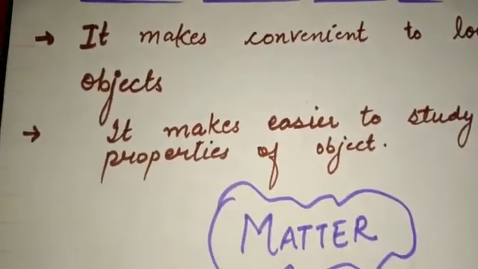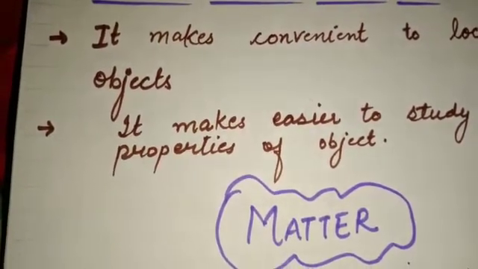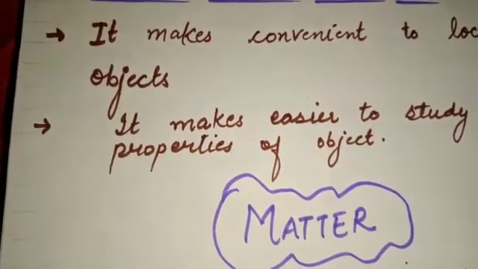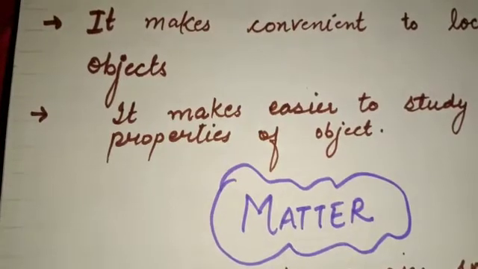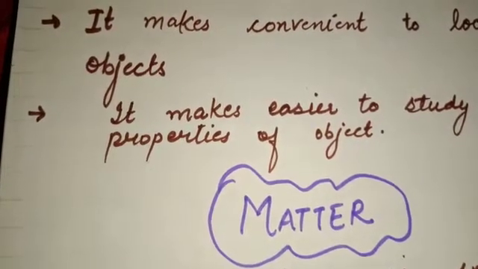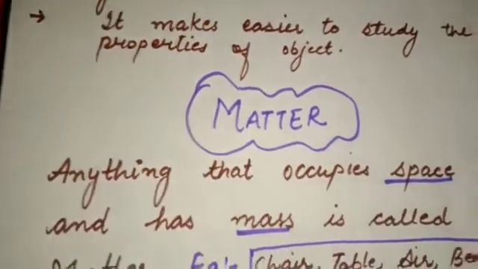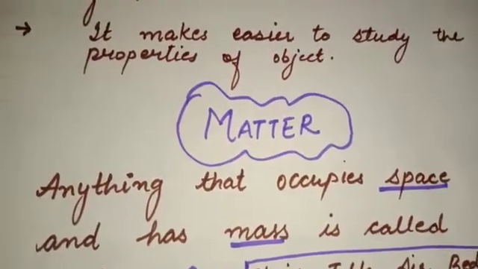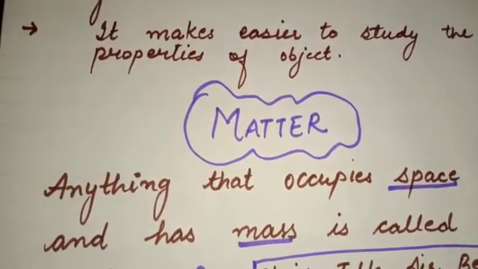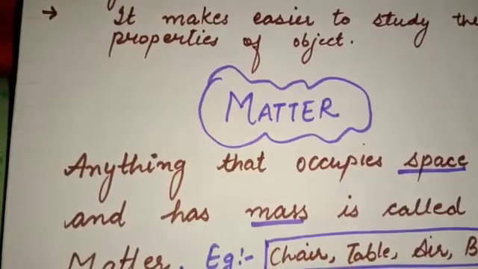Okay, we studied earlier about materials, that the objects are made up of materials. Now what is the material made up of? So material is made up of matter. The question is, what is matter? Anything that occupies space and has mass is called matter. I repeat again, anything that occupies space and has mass is called matter.